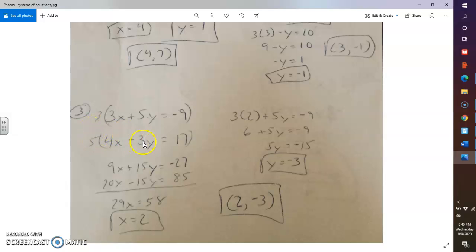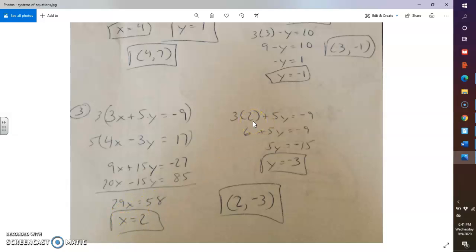Now, essentially, I take the number in front of y and I multiply it by the top. Take the number in front of y here and I multiply it on the bottom. Okay, you can always do that. Now, sometimes there's an easier number to work with and you don't have to do that. But I can always guarantee something's going to get eliminated by taking this coefficient, multiplying it on the bottom, this coefficient, multiplying it on the top. When I multiply through, I get 9x plus 15y equals negative 27. When I multiply through, I get 20x minus 15y equals 85. And when I combine my like terms, 29x, the y's cancel, and negative 27 and 85 is 58. We divide both sides by 29, and my x equals 2.